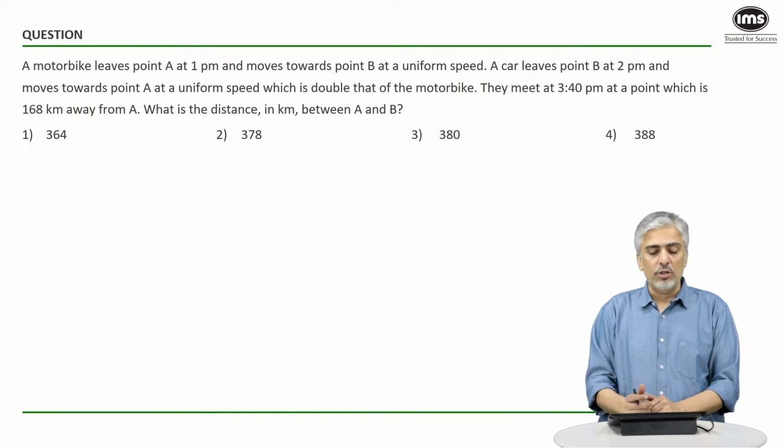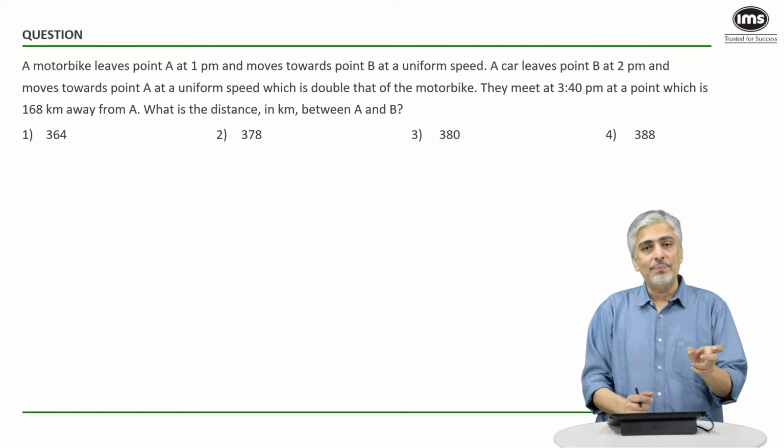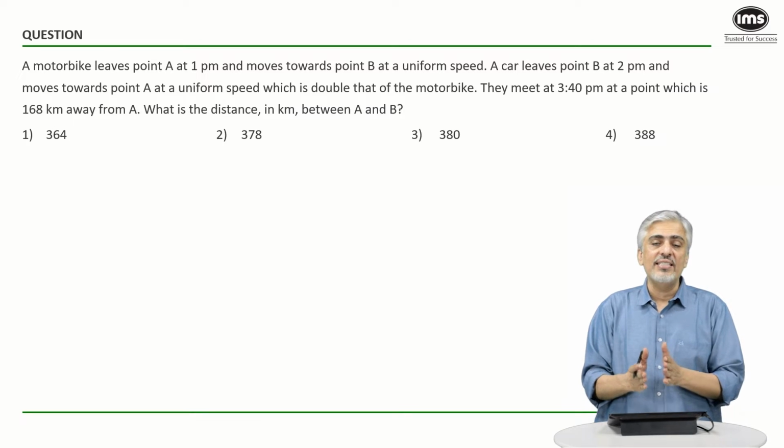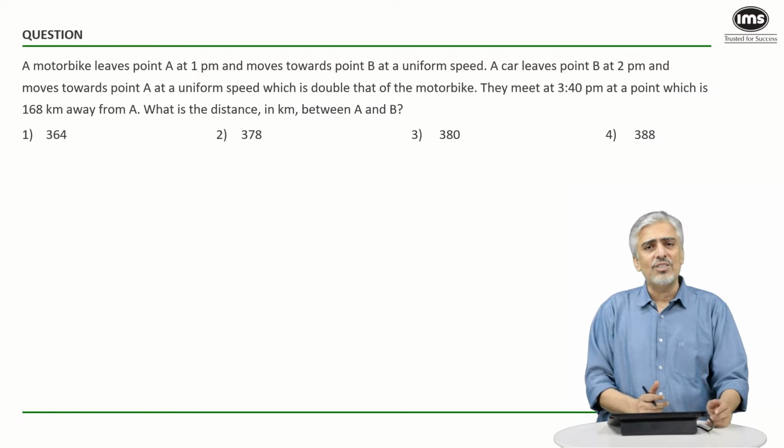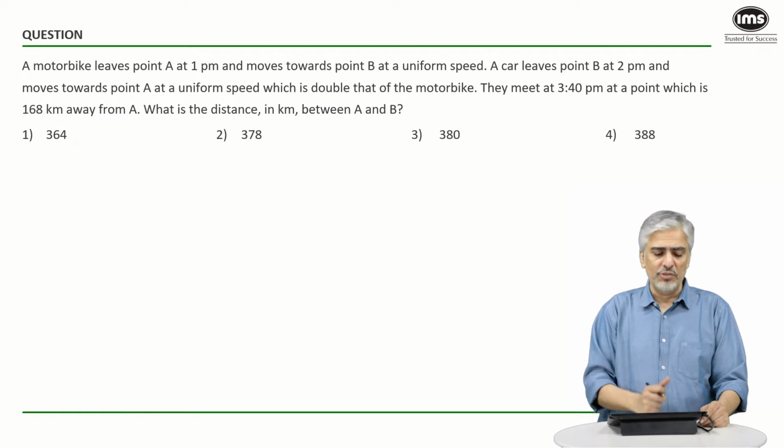They meet at 3:40 p.m. at a point which is 168 kilometers from A. So the distance covered by the motorbike is 168 kilometers. What is the total distance between A and B? So if I can find the distance covered by the car, I can add up and find the answer. Let's look at different approaches for this question.